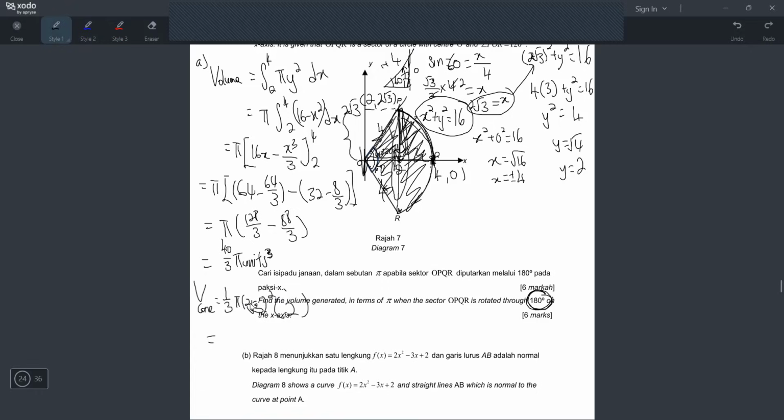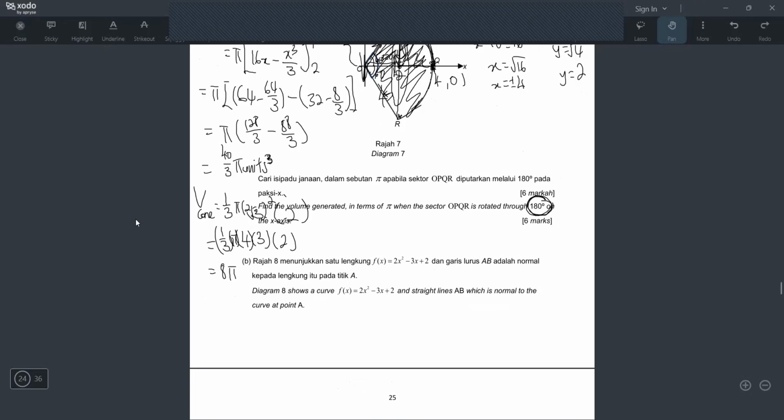Okay, 2 square root 3 squared. 2 squared is 4. Square root 3 squared is just 3. And then times 2. And then times 1 over 3 pi. Right? So everything times together. So what happens here? 4 times 3, 12. 12 times 2, 24. Divide 3, 8. 8 pi. Okay.